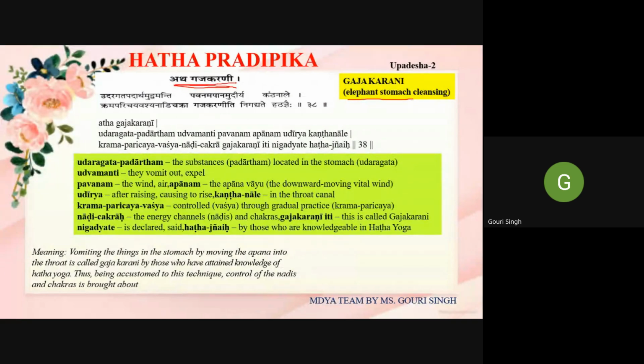Atha Gajakarni. Okay, "udargata padartham mudamanti, pavanam apana mudirya kanthanale. Krama parichaya vashya nadi chakra gajakaraniti nigadyate hatagaihi." Hatagaihi means the persons who are the knowers of Hatha Vidya, they are called Hatha Gaihi.